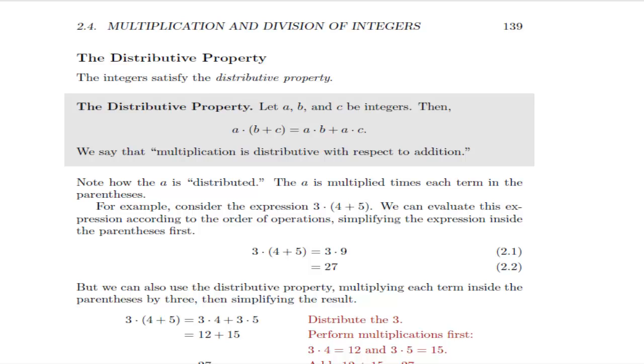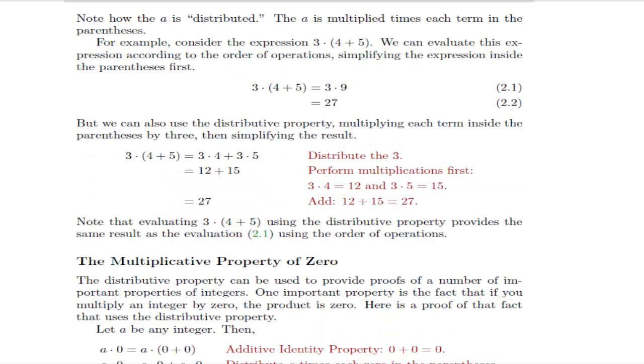For example, consider the expression 3 times the sum of 4 and 5. We can evaluate this expression according to the order of operations. Simplify the expression inside the parentheses first. 4 plus 5 is 9, then 3 times 9 is 27. But we can also use the distributive property, multiplying each term inside the parentheses by 3, then simplifying the result.